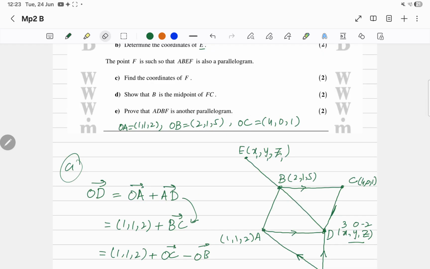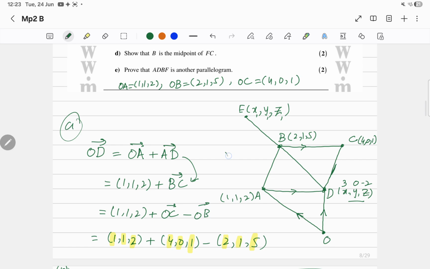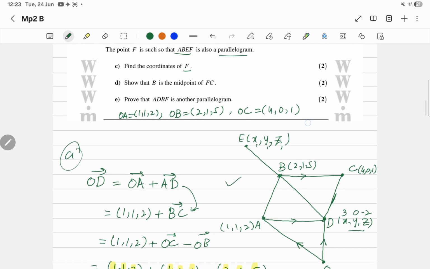Okay, now the next part is the point F is such that ABEF is also a parallelogram, and you need to find the coordinates of F. So if you consider this diagram again, we have to plot the point F to get the parallelogram ABEF, and then you can find the coordinates of F.